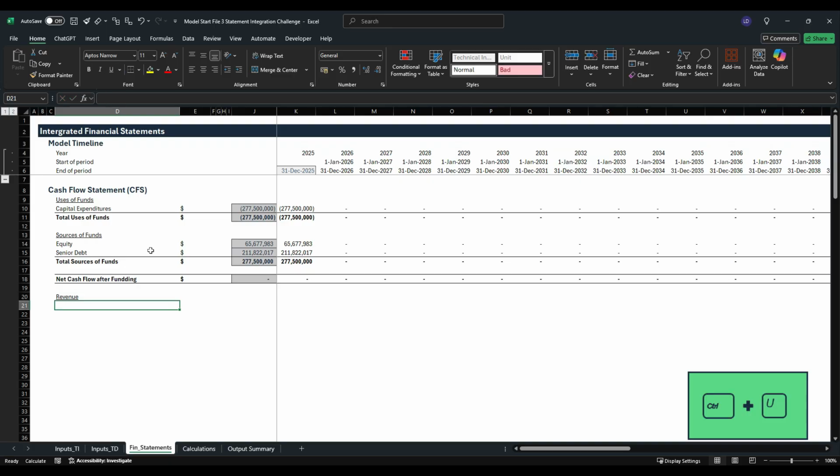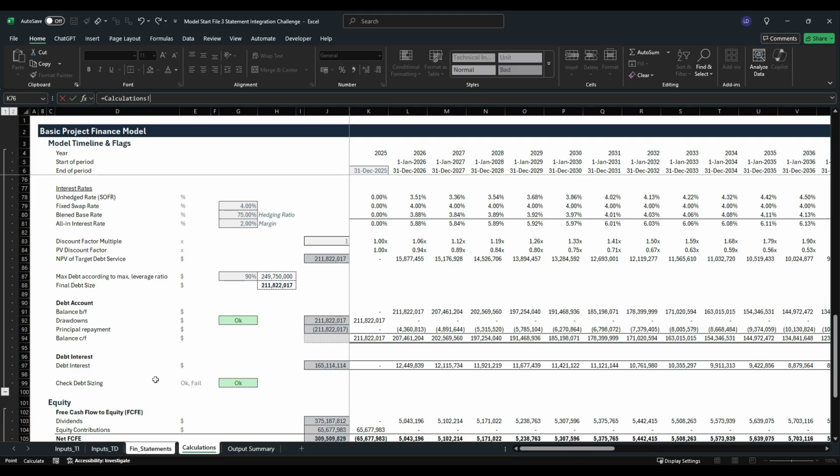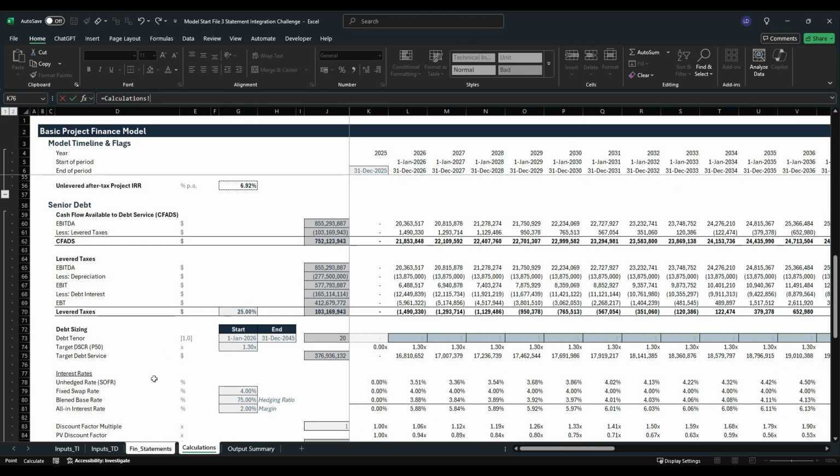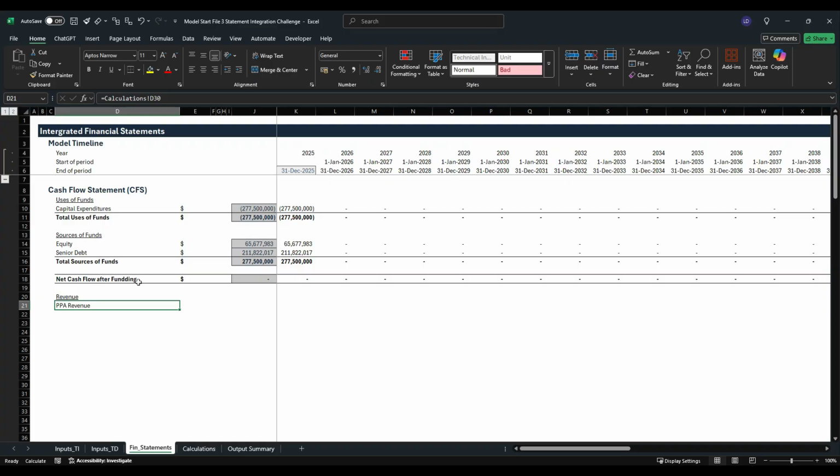Let's underline this one, and then we can pull in our label from our calculation sheet. We have our revenue further up here, and the only revenue which we have in this case is PPA revenue, because we have a fully contracted utility scale solar PV park, which is contracted for the full asset lifetime with the off-taker.